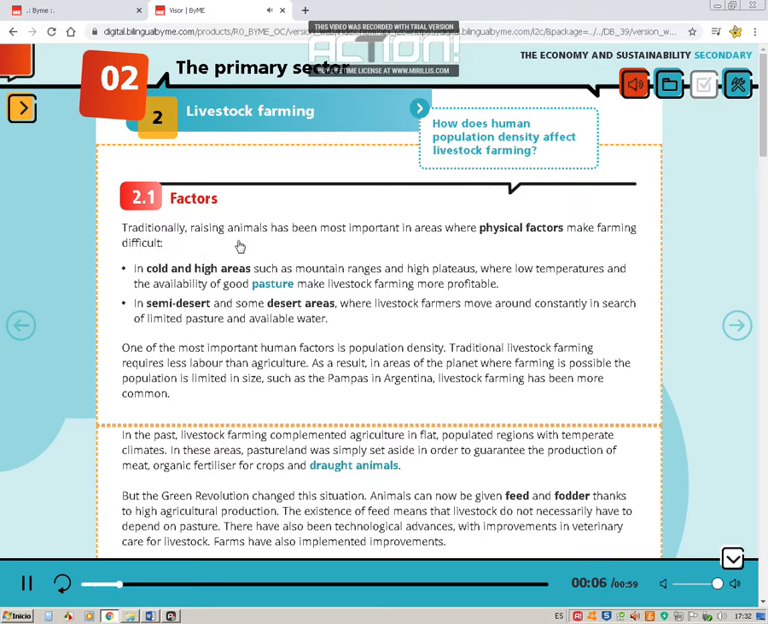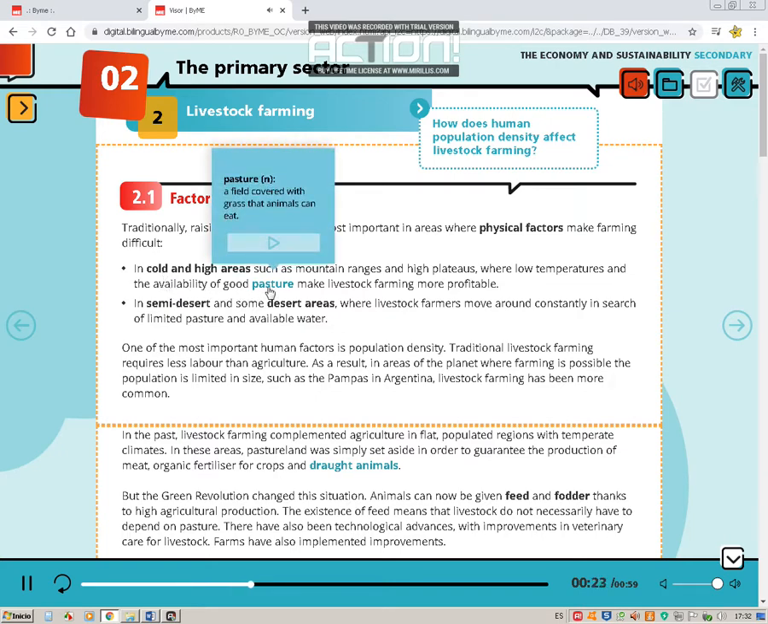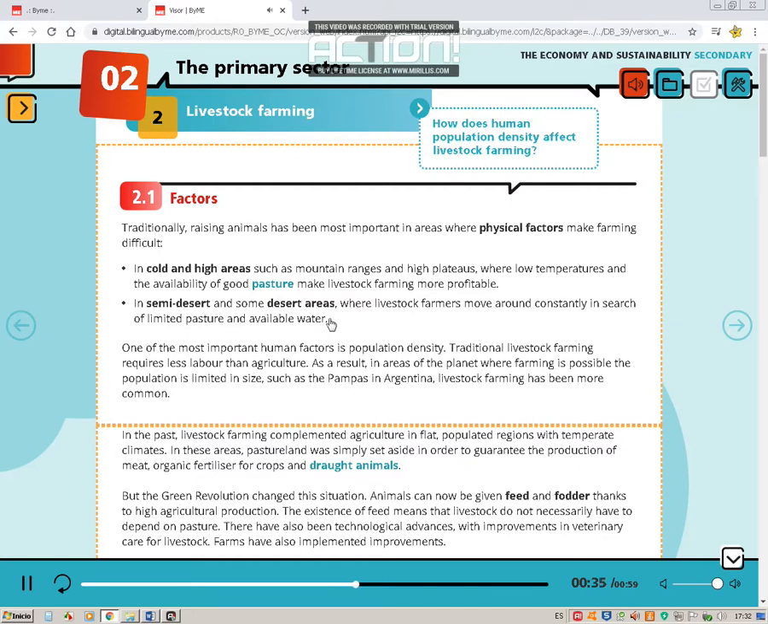Traditionally, raising animals has been most important in areas where physical factors make farming difficult. In cold and high areas, such as mountain ranges and high plateaus, where low temperatures and the availability of good pasture make livestock farming more profitable. In semi-desert and some desert areas, where livestock farmers move around constantly in search of limited pasture and available water.